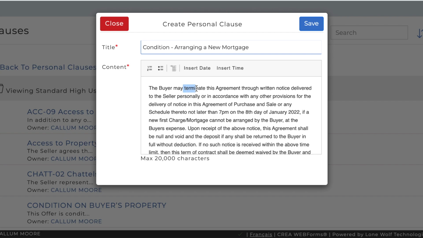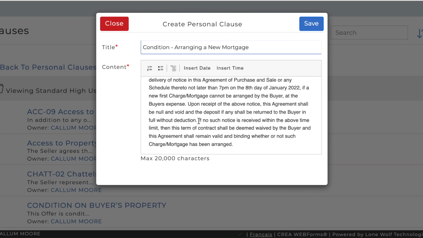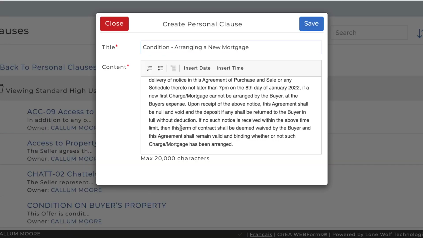So a couple key phrases to identify a condition subsequent. Terminate: the buyer may terminate this agreement through written notice, and at the ending, if no such notice is received within the time limit, then this term of contract, essentially when it says term of contract there, it means this condition, so that doesn't sound confusing, shall be deemed waived. Essentially automatically waived by the buyer, and this agreement, this contract, shall remain valid and binding. Just be careful, sometimes when people word their conditions, they throw in the words, for example, term of contract. So term of contract is just condition, so don't get confused there.